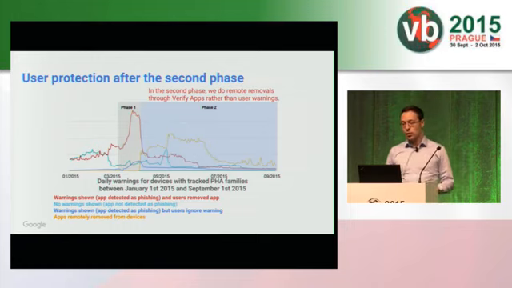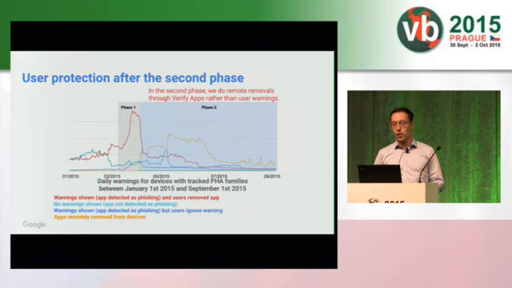Here's what the user protection looks like. Instead of the red line where we show warnings, the yellow line goes up. We don't show warnings anymore. We just don't allow the user to install applications. We remotely remove applications. And there was an obvious spike at the beginning of the second phase because all the devices had these bad apps installed.